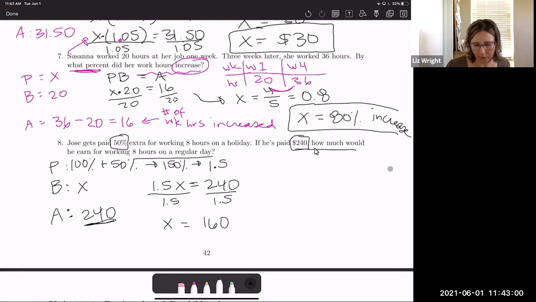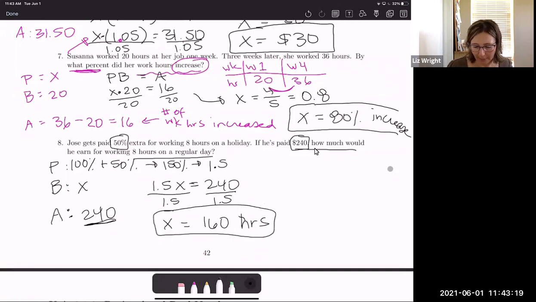Yeah, 160 to 240, a 50% increase. Okay, that would make sense. 50% of 160 is 80, and if I add 80 to 160, I get 240. So just checking through that to make sure it makes sense. So X equals 160 hours.